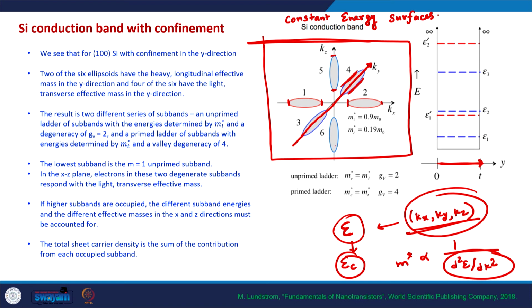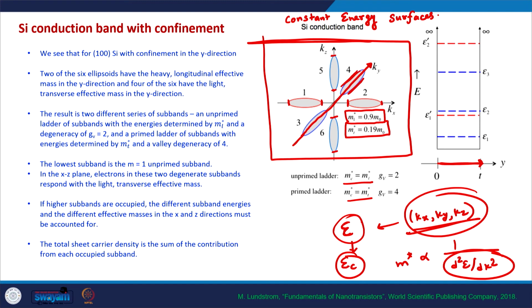essentially these curvatures. So, as you can see, in the longitudinal direction, longitudinal meaning along the direction of the confinement, the curvature is less, so the effective mass will be more. In the transverse direction, the curvature is more, so the effective mass will be less. So, that is why the longitudinal effective mass is 0.9 times the rest mass of the electron, and the transverse effective mass is 0.19 times the rest mass of the electron.